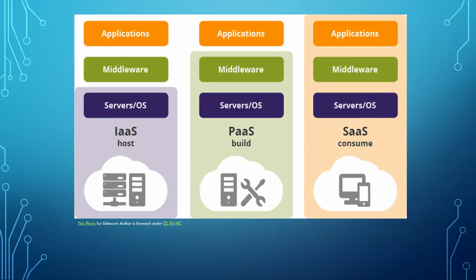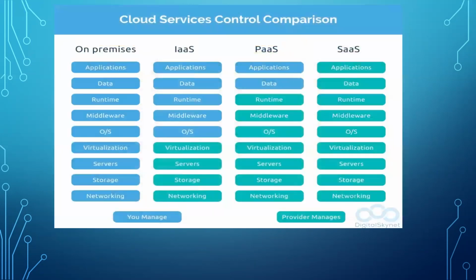And the last one is SaaS, software as a service. In this, the person who is buying the cloud services has nothing to do. He will get the servers, middleware, and applications with it. So let us see the cloud services control comparison. Here the things which are in blue in IaaS and PaaS are the services which are to be managed by the person who is buying the cloud services. And the things which are in green are services which are provided by the cloud services.